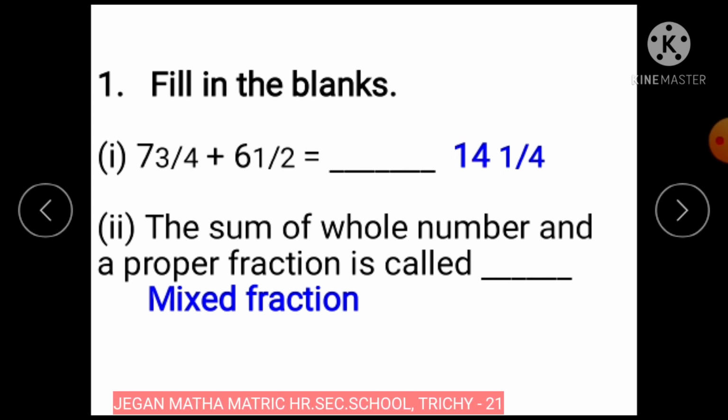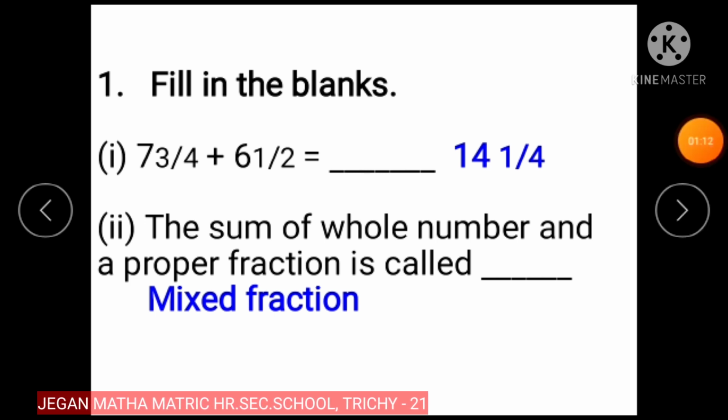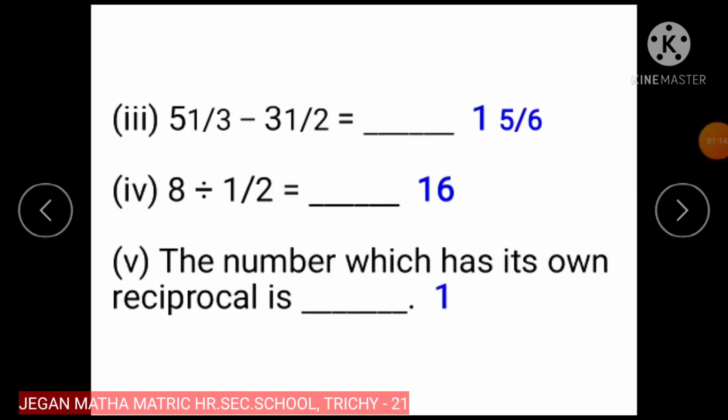Subdivision 2. The sum of whole number and a proper fraction is called mixed fraction. Subdivision 3. 5 1 by 3 minus 3 1 by 2 equal to dash.